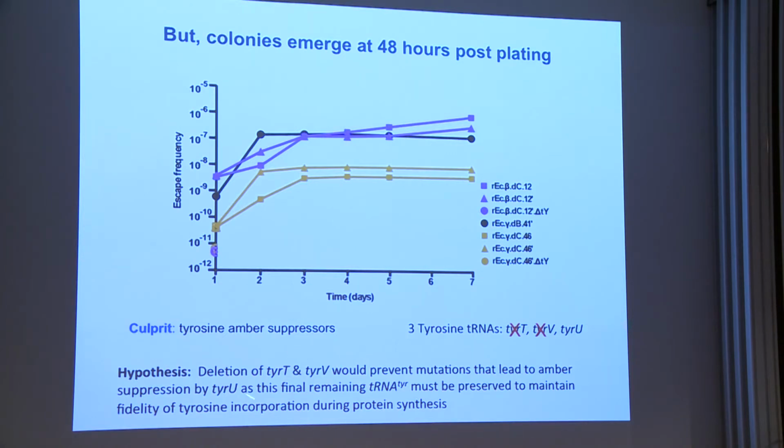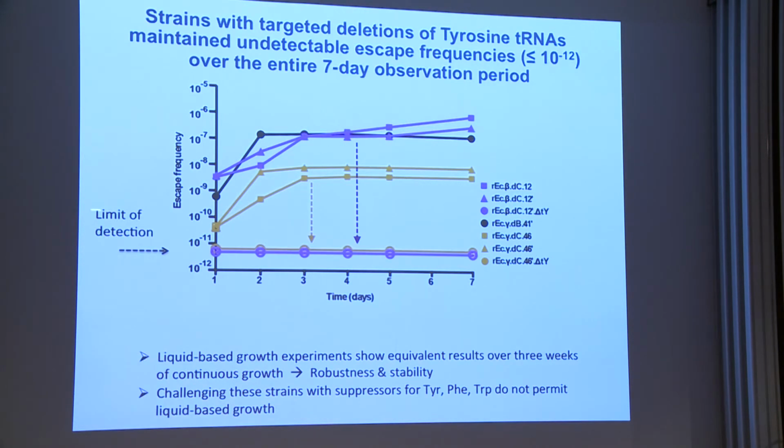So that led to the hypothesis that if we knocked out a tandem set of tyrosine amber suppressors, it would leave the cell with a single tyrosine amber suppressor that would be essential to retain tyrosine incorporation during protein synthesis. And upon doing that, we were able to observe no escape mutants in the context of about 1 trillion cells over basically a 7-day experiment on plates, as well as about 3 weeks in liquid culture.